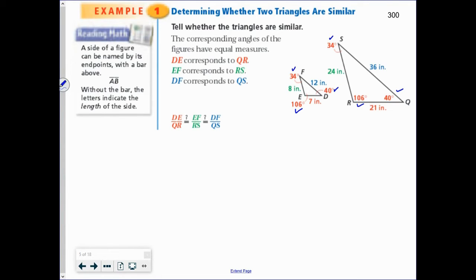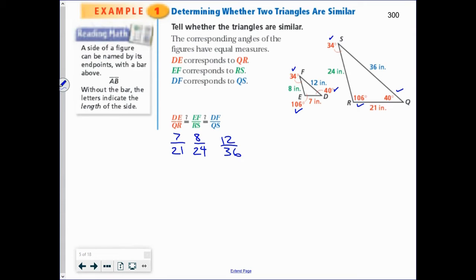When I compare the smallest side to the smallest side, I get 7 on the smaller triangle and 21 on the larger triangle. If I compare the medium-sized sides, I get 8 on the smaller triangle and 24 on the larger triangle. And I'm just writing these as ratios. When I look at the biggest sides, I have 12 on the smaller triangle and 36 on the larger triangle. And the question is, are they equal? Well, the easiest way to compare them to see if they're equal is actually just to reduce them.